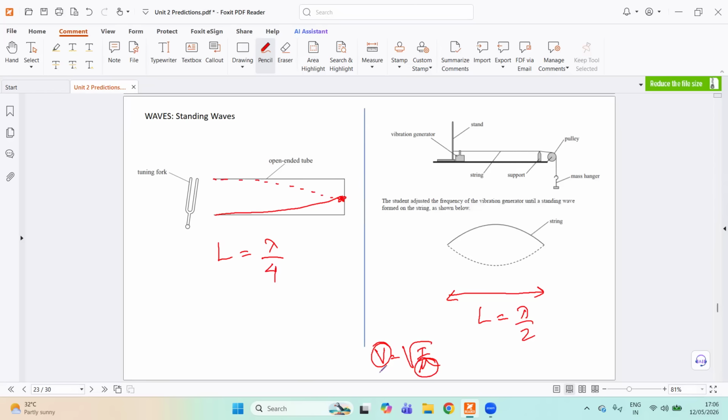And V is not the speed of the standing wave. V is actually the speed of the progressive waves that reflect and superpose and then form the standing wave. Okay, so there are progressive waves traveling here, right? And these progressive waves superpose to form the standing wave. And this V is the speed of the progressive wave.